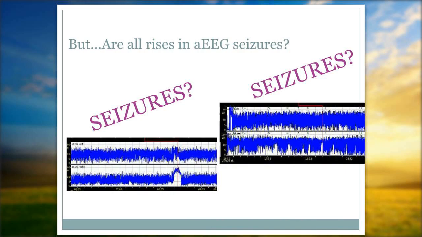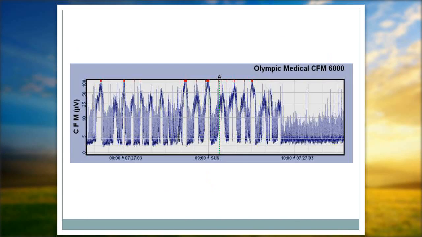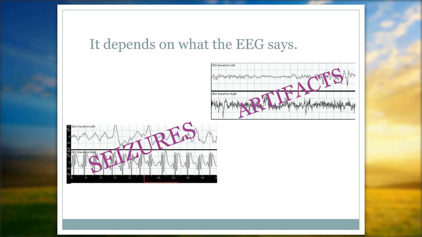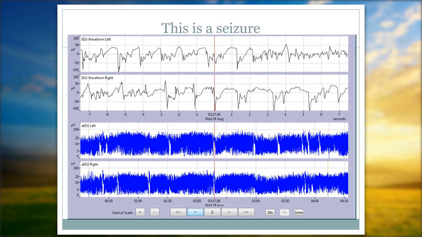But are all rises in the aEEG seizures? So again, on the left, is that seizures? The one on the right, is that seizures? These disruptions are happening. How can we know? Are these seizures? They certainly are suspicious for seizures, but I won't know until I actually look at the EEG itself. You always have to go in and look to see whether or not it's worth looking at or not. It always depends on what the EEG says.